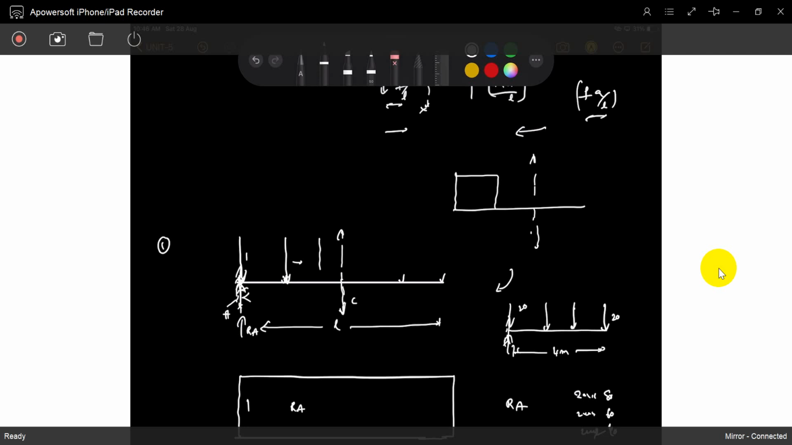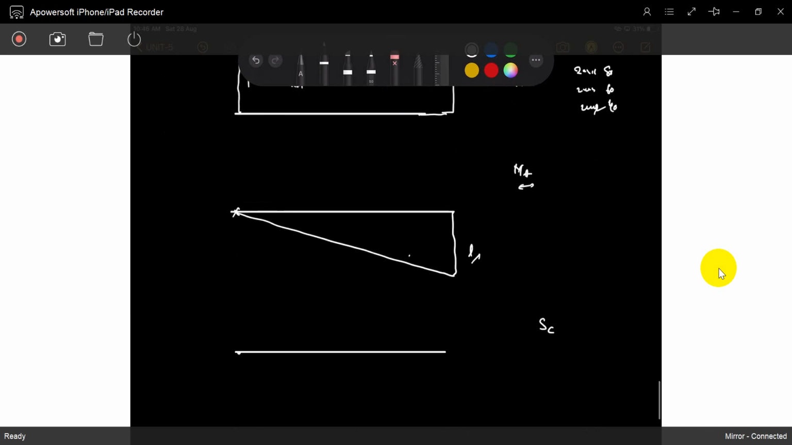If the load is here, again the shear force diagram looks like this. Shear at C is 0. So until the load crosses that section, the shear force is 0. That's it. Up to the load position it is 0.